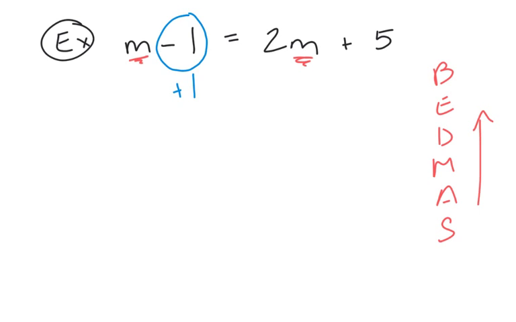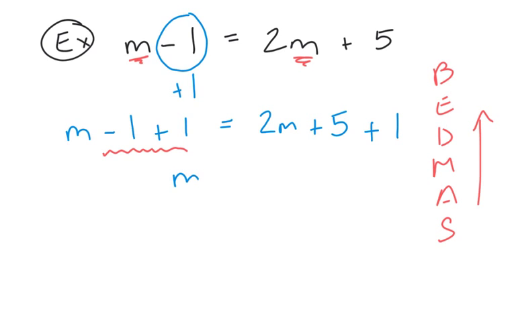We're going to go ahead and add 1 to both sides of the equation, because what you do to one side, you have to do to the other side. So m minus 1 plus 1 equals 2m plus 5 plus 1. Let's go ahead and simplify negative 1 plus 1. That is equal to 0. We are not going to write the 0 in. The m stays the same.